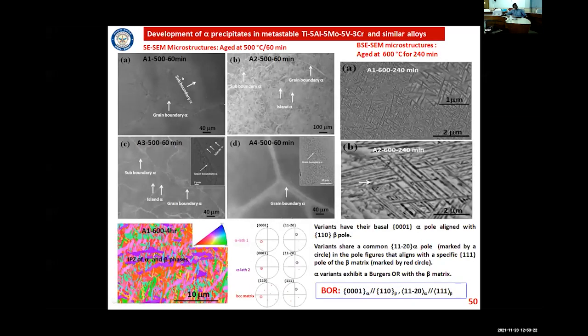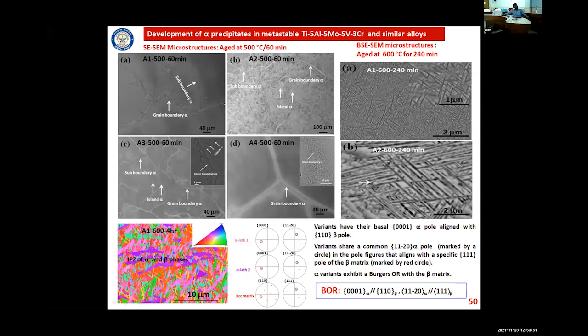These are the SEM microstructures of the LIs aged at 500 degrees centigrade for 60 minutes, which exhibit grain boundary alpha, islands of alpha, and also sub boundary alpha. You can see the alpha precipitates along the grain boundary. This is because grain boundaries possess high energy and the solute concentration is also higher at the grain boundaries, so you can get this grain boundary alpha.